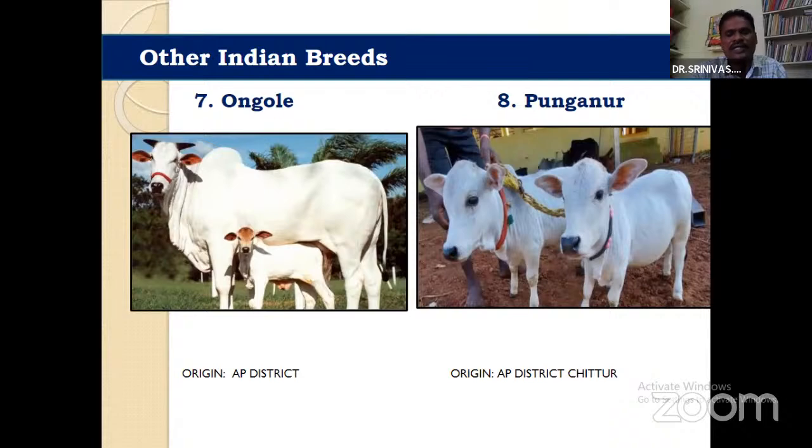It's only here in India, in Karnataka and Andhra also, that we use it for plowing and agriculture purposes. Very good breed, majestic. Whenever I see them in the field, I am very happy to see these breeds.